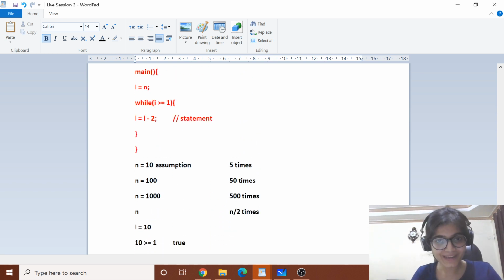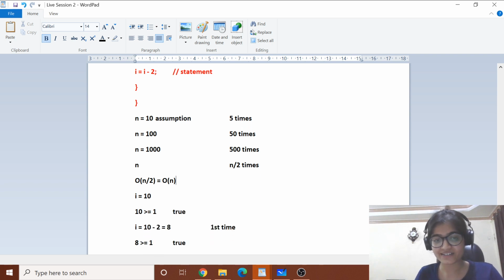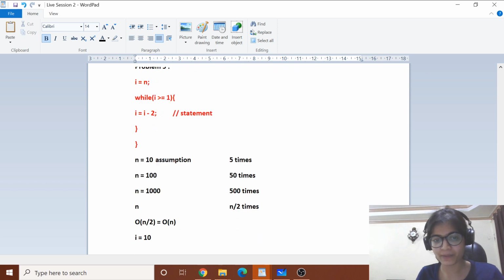It means that overall time complexity will be order of n by 2. Overall time complexity will be order of n by 2, and this can also be said to be equal to order of n. As I have already illustrated to you, when the value of n becomes very large, then it doesn't matter if it is n plus 1, n minus 1, n plus 2, n divided by 2, it's all equivalent. And big O is the worst case, so we are talking about worst case only. We are not talking about any best case analysis here. So that's why overall time complexity of this particular program.